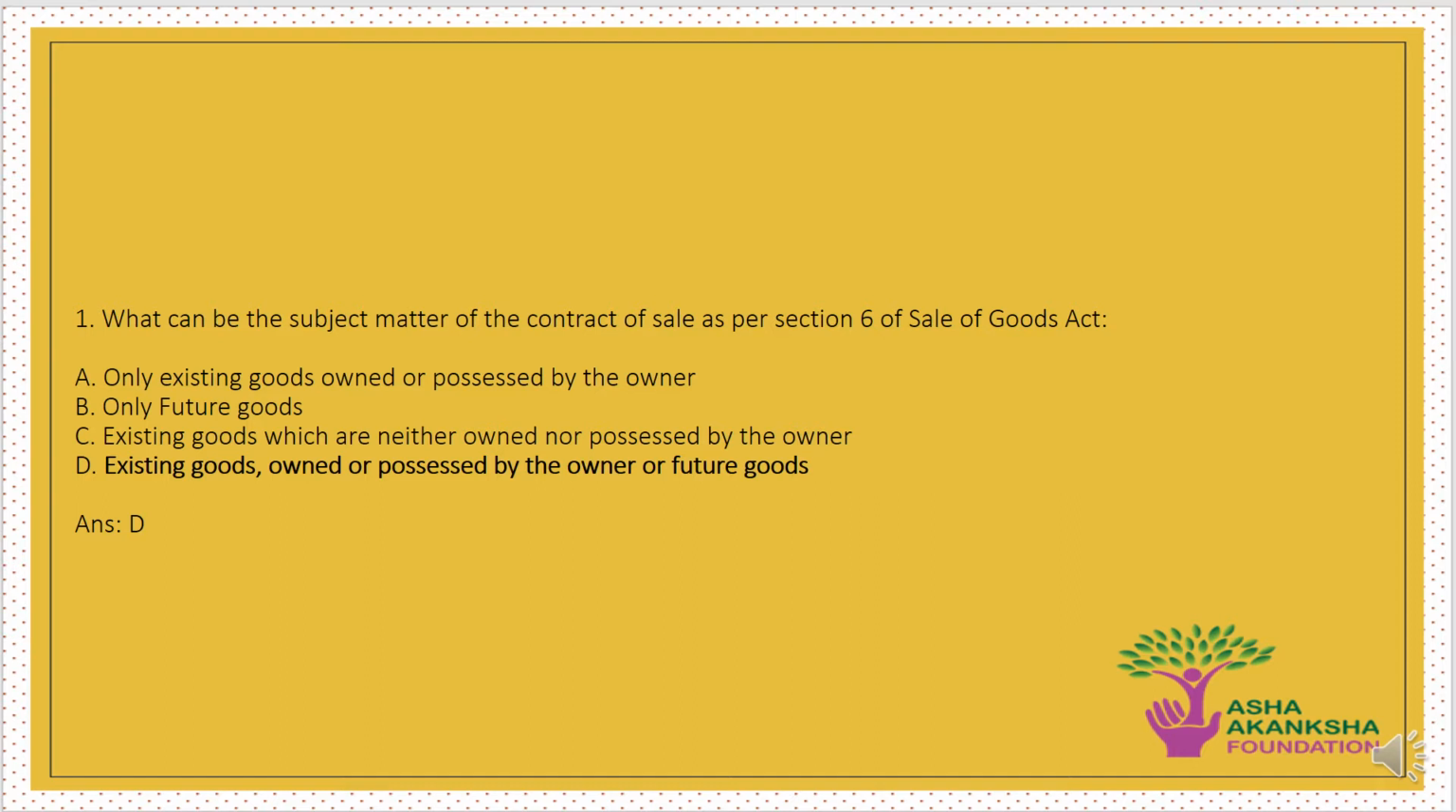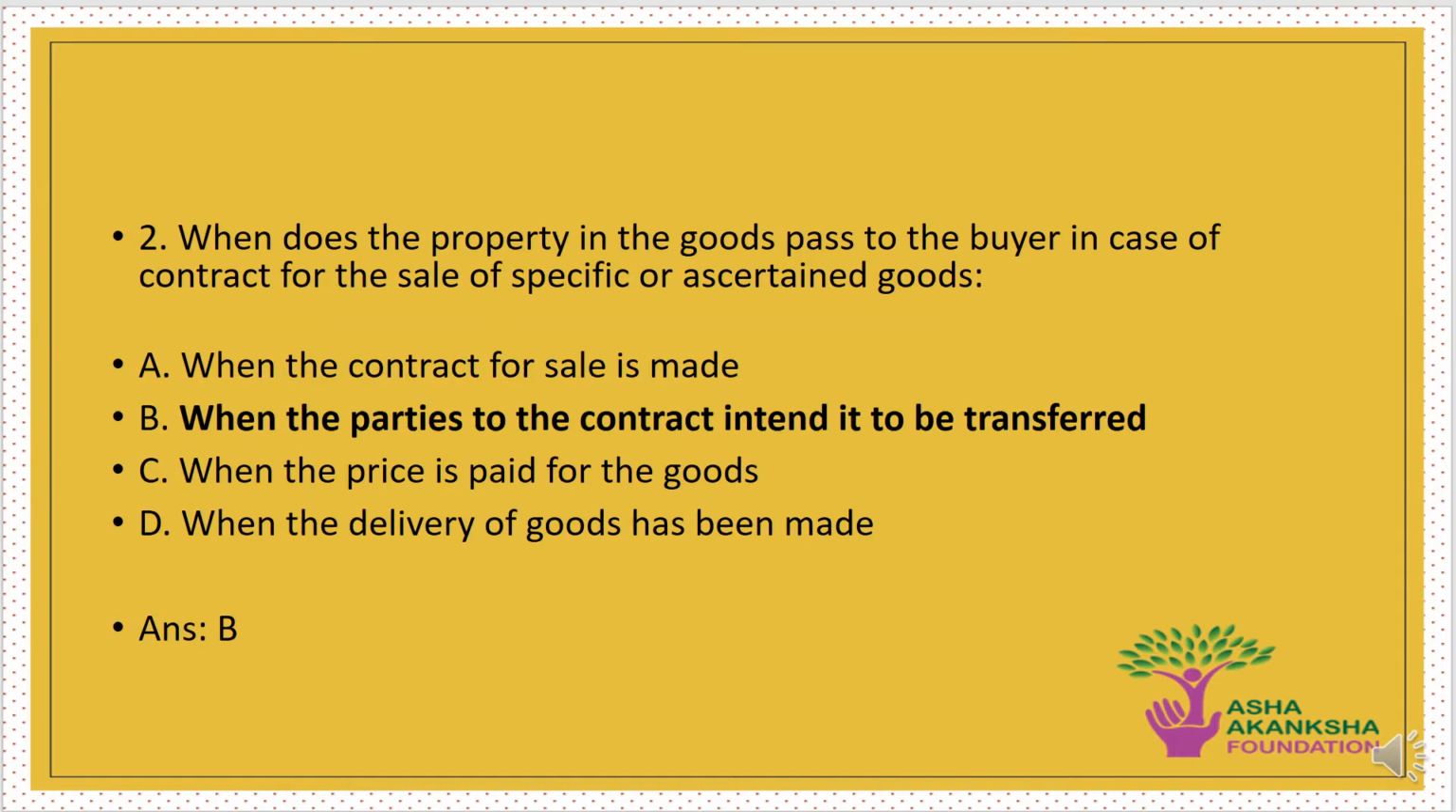The next question is, when does the property in goods pass to the buyer in case of contract for sale of specific or ascertained goods? Options are A. When the contract for sale is made. B. When the parties to the contract intend it to be transferred. C. When the price is paid for the goods. Or D. When the delivery of the goods has been made.